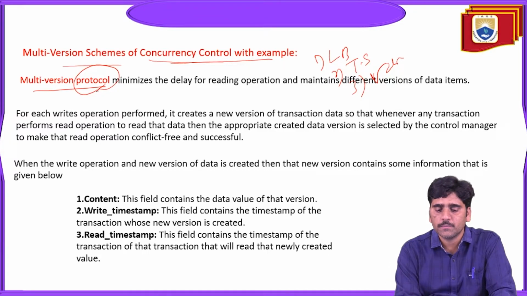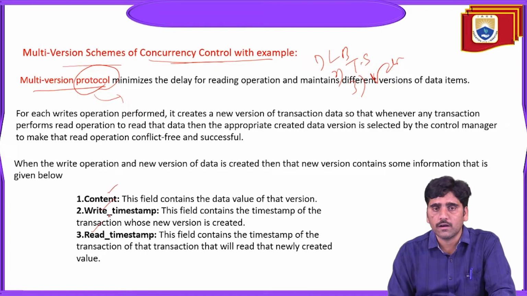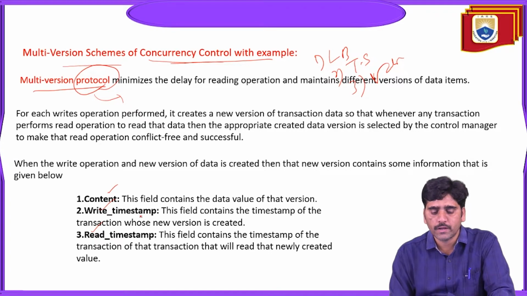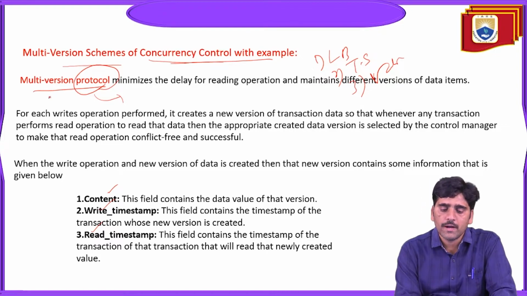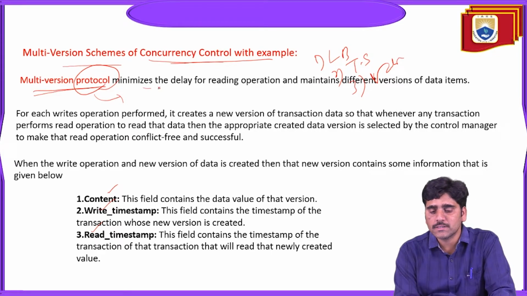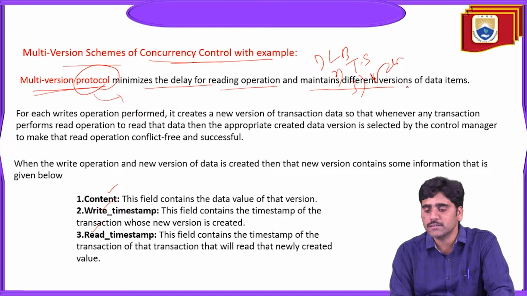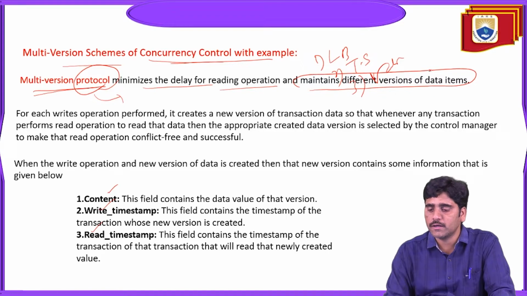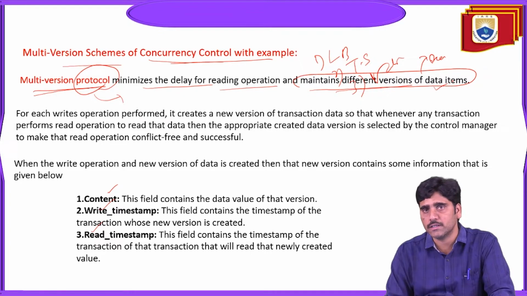In the multi-version protocol, the protocol forms different versions, and it holds information like content, write timestamp and read timestamp. The multi-version protocol minimizes the delay of reading operation and maintains different versions of data items. Data items are nothing but records existing in the files. So all the records are data items, and we maintain different versions of these data items.